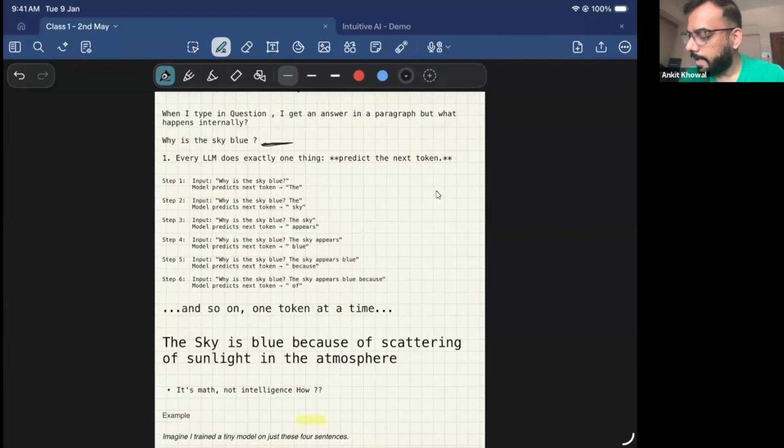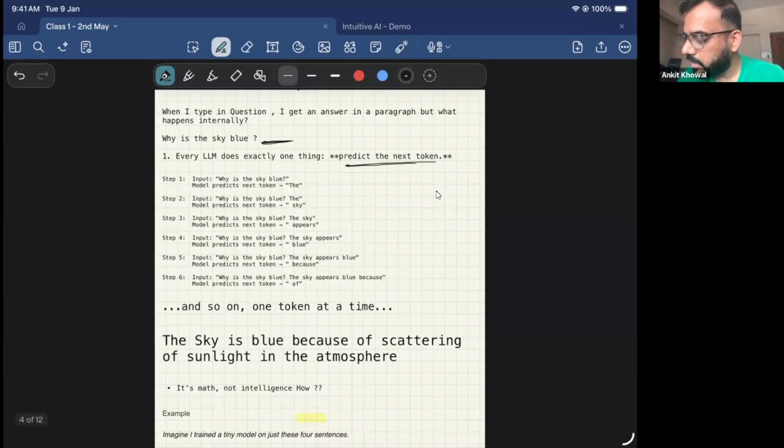I'll take an example and show you how an LLM answers the question. The only job that an LLM does, the core mechanics behind it, is that you just need to predict the next word or the next token. Let's take an example. You type in the question, why is the sky blue? The model will take this as input and predict the next word, which is "the". Now it will take into account this whole thing, why is the sky blue, the.